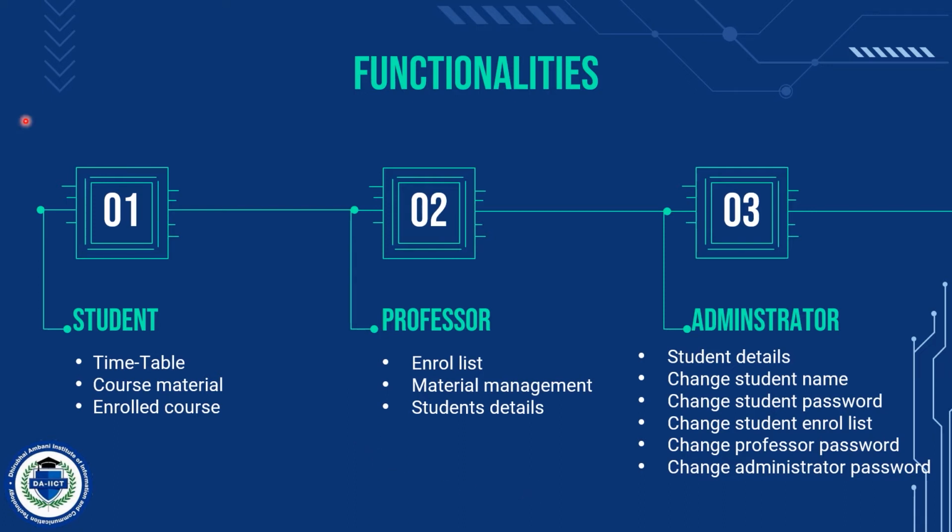Administrator. Now, the administrator will have six functionalities: student details, change student's name. The admin can change the name of the student by clicking on this option. Change student's password. If the student has forgotten the password, only the admin can reset the password. Change student's enrollment list, change professor's password, and change administrator's password. So, these crucial functionalities are only given to the administrator. No one can make changes in the data except the administrator.